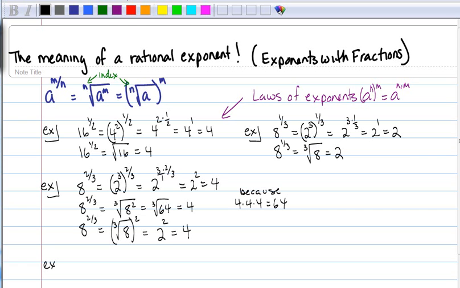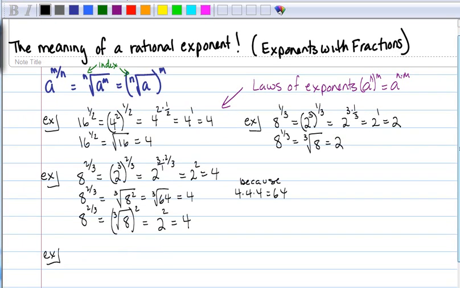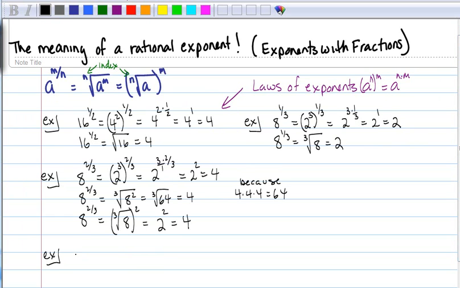If I did this with variables, scroll down just a little bit, if I had an x to the 1/3, what would that be? What would that mean in terms of radicals? The denominator becomes the index, cube root of x. If I had the example x to the 2/5, what would that be? Again, the index would be the denominator, and again, it doesn't matter if you put the square on the inside or the outside.